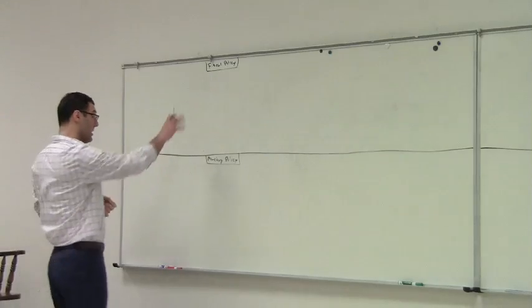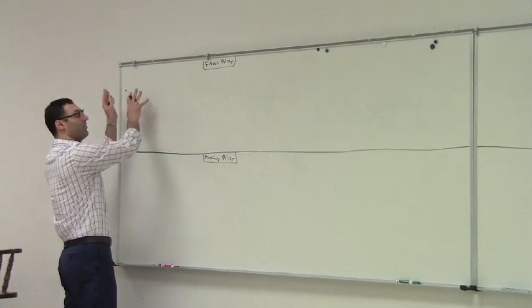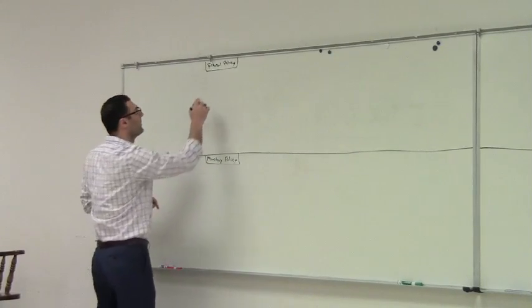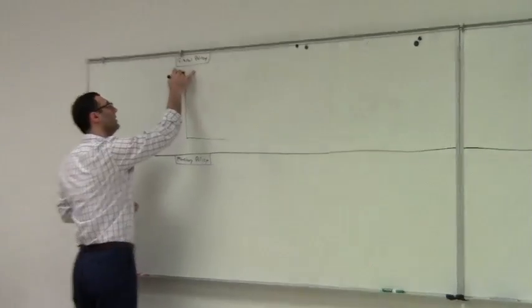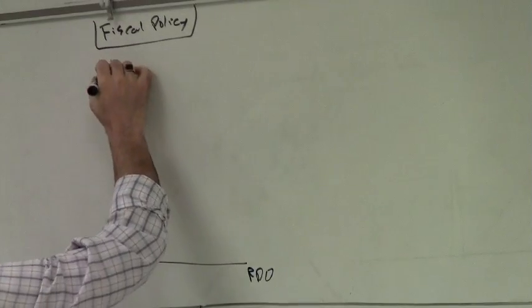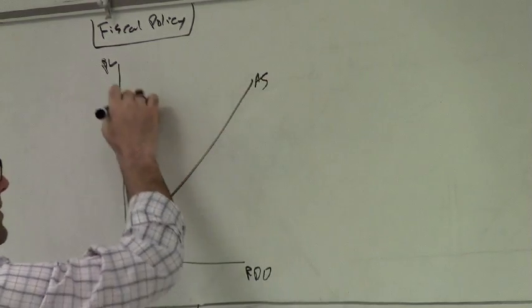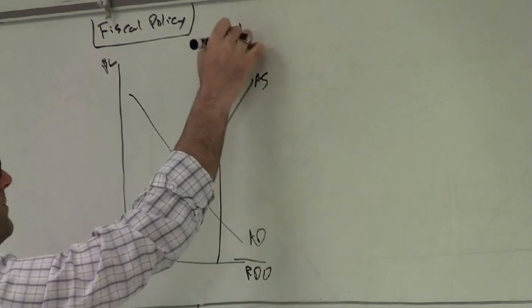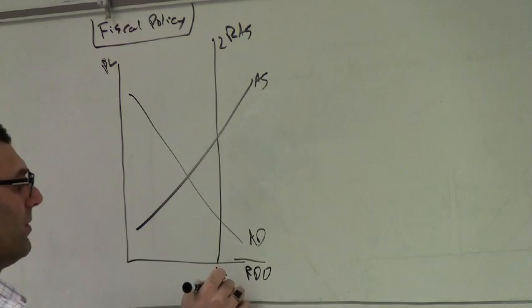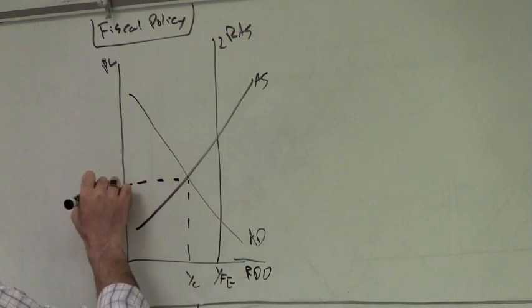So we're going to draw a recession scenario in both of these places. And you leave some room over here because we're going to draw the production possibility frontier and Phillips curve right here. Okay, so if we're in recession: price level, real domestic output. We've got the aggregate supply curve, aggregate demand curve, and long run aggregate supply. Output at full employment. Don't forget to label all of this. Current output and current price level.